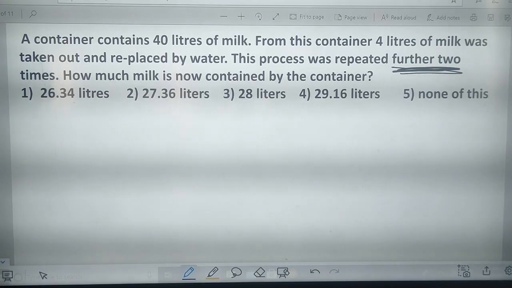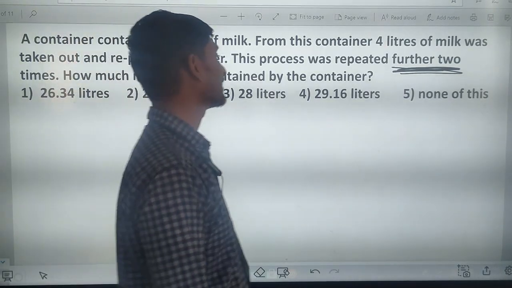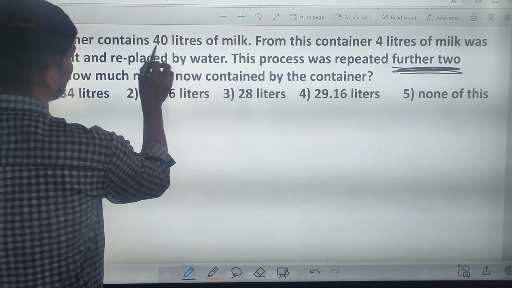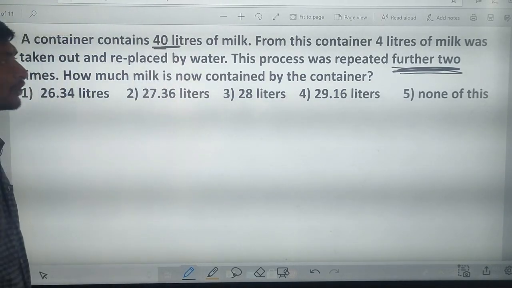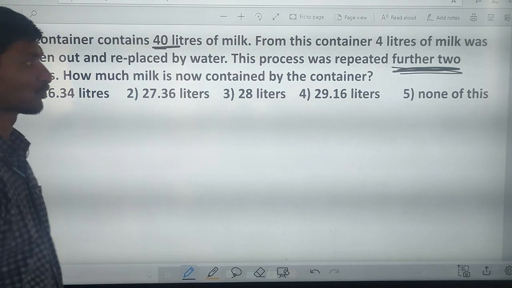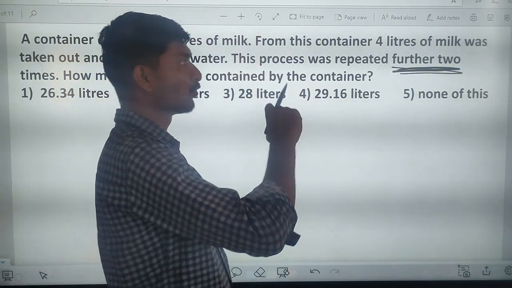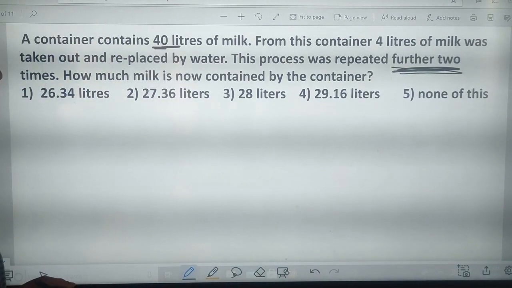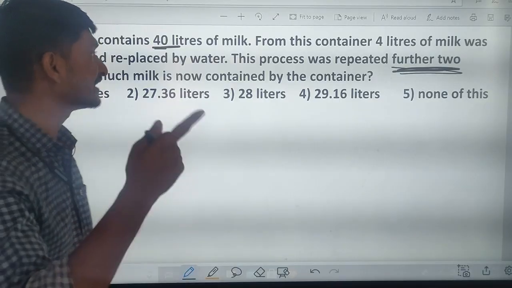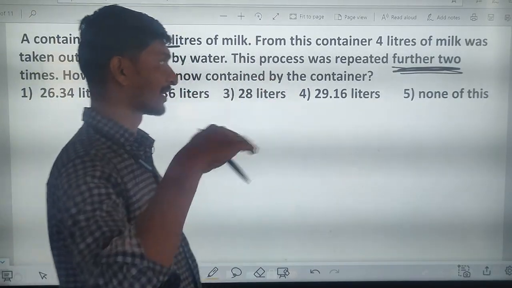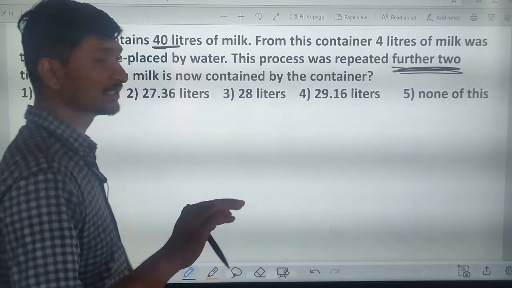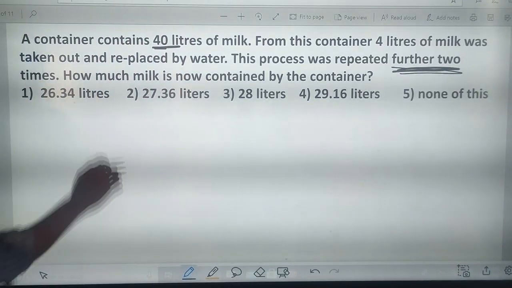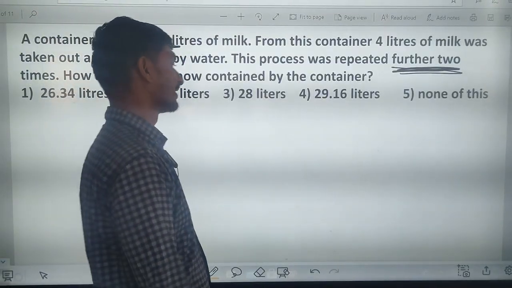How much milk is now contained by the container? Okay. A container contains 40 liters of milk. Initial quantity of milk is 40 liters. From this container 4 liters of milk is taken out and replaced by water. This process is repeated further 2 times. That is, this process is done 3 times. How much milk is now contained by the container?